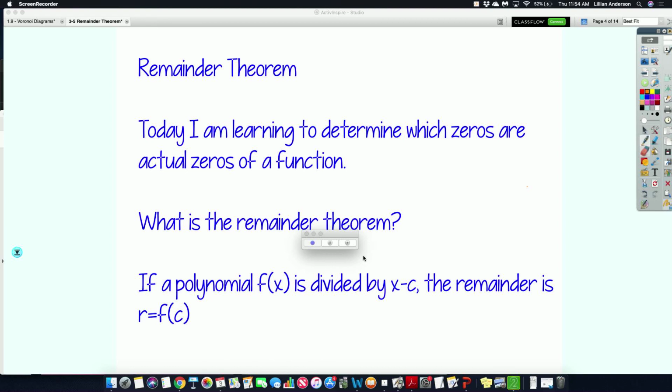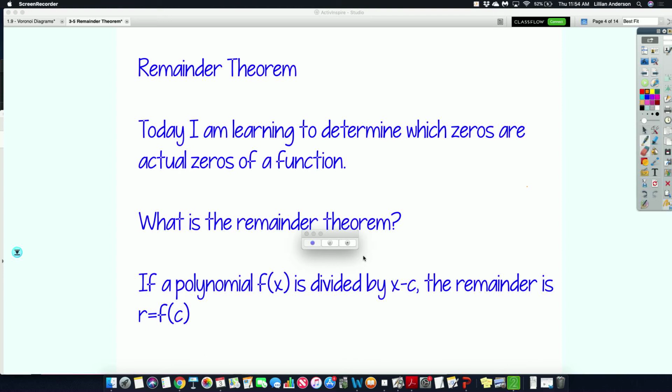Remainder theorem and division. Okay, we're going to need this skill because we've been talking about polynomials. We've been talking about how to write them. We've been talking about how to graph them. Everything is dealing with these different polynomial functions. And the remainder theorem here is going to help us determine which zeros are actually zeros of a function. So the remainder theorem basically helps us determine whether or not a value is indeed an actual zero of the function. In other words, an x-intercept.